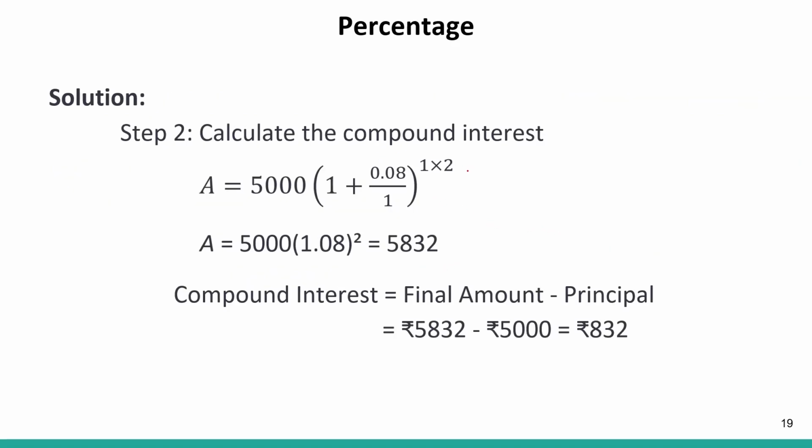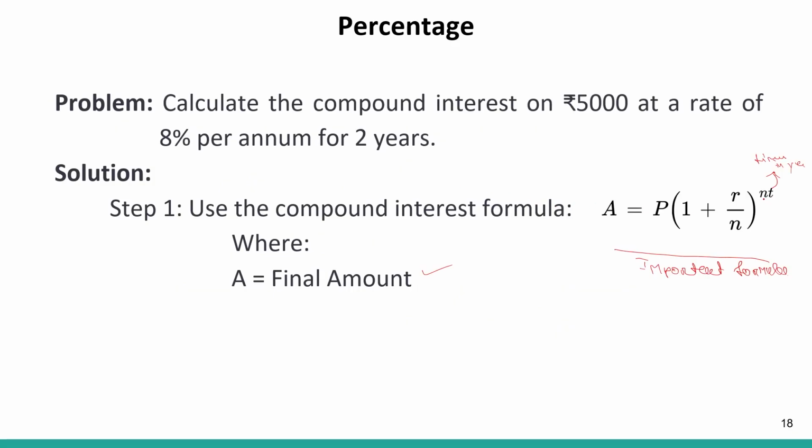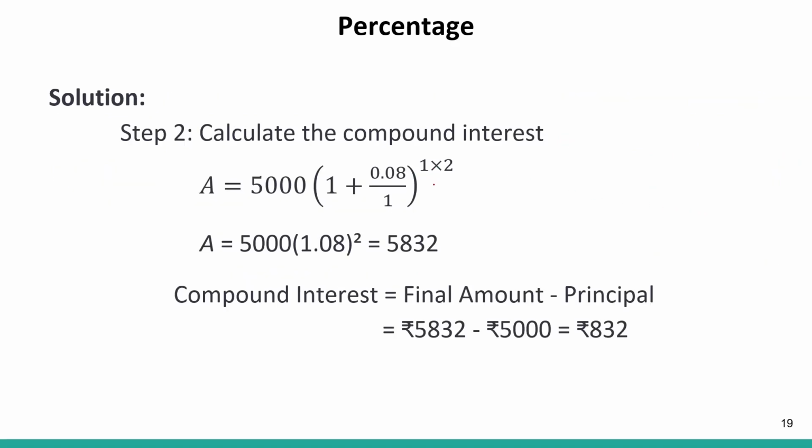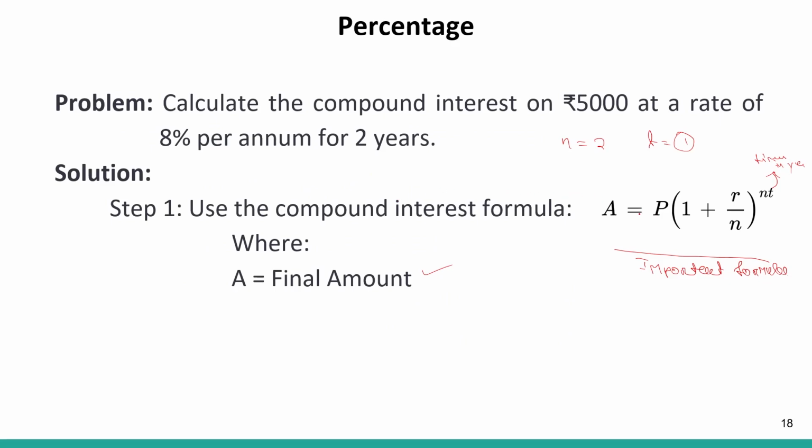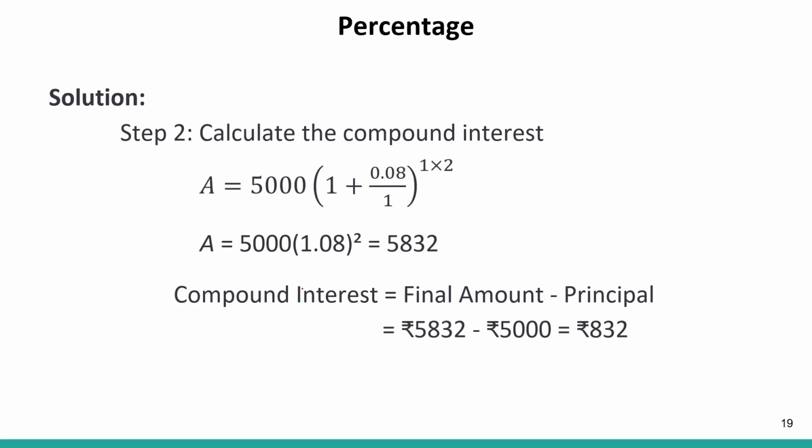Let's calculate the compound interest, that is A is equal to 5,000 into 1 plus 0.08 by 1 whole power 1 into 2. So you can see here N is nothing but number of years, that is N is equal to 2. T in years is equal to 1. Okay. And R by N is nothing but 0.08 whole by 1. And P is here 5,000. Okay. So A is equal to 5,000 into 1.08 whole square is equal to 5832. So the compound interest will be final amount minus principal amount, that is 5832 minus 5,000, that is 832.